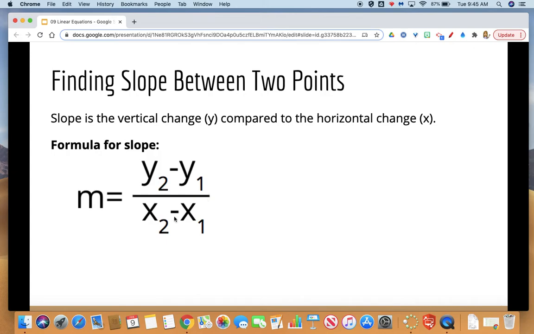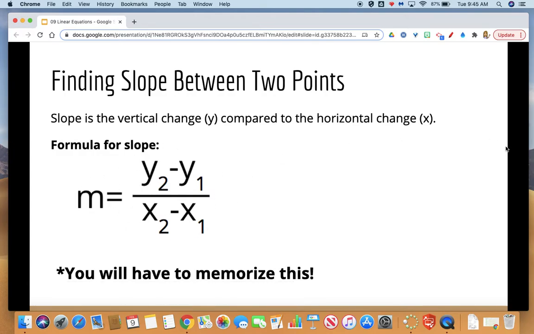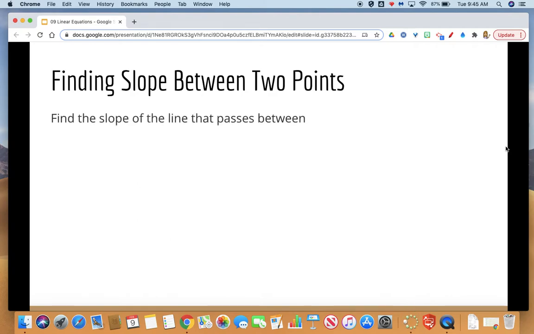Those 2's and 1's are not anything too fancy. We'll talk about what those represent in just a minute, but make sure you have this formula written down in your notebook. In a typical year, you would have to memorize this. Let's look at an example of how we apply points to that formula.